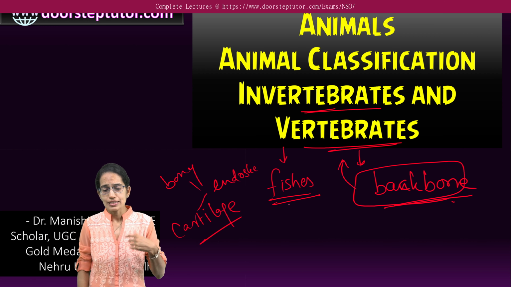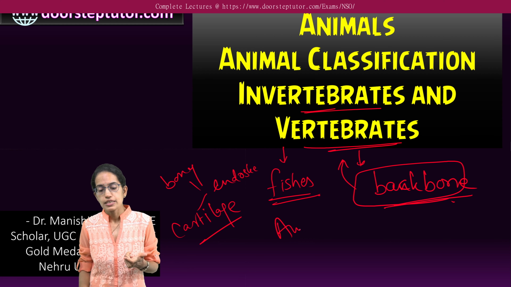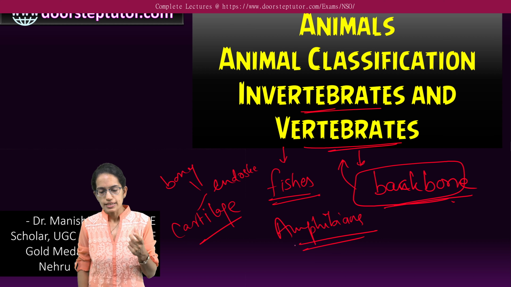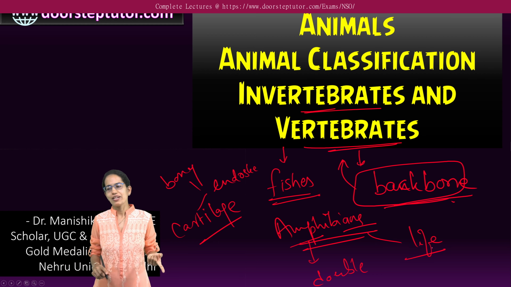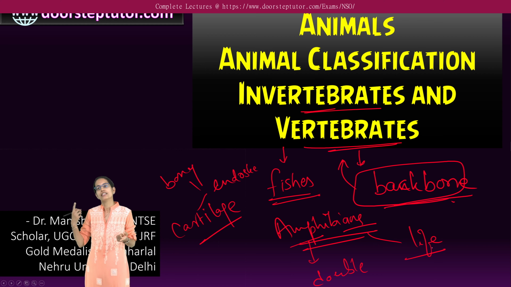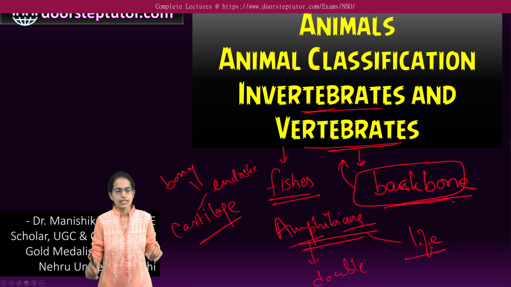The next important vertebrates are amphibians. Amphibians is a word which comes from Latin, amphi plus bians. Amphi means double and bians means life. That means they have a double life. How double life? They have a life on land as well as water. Frog is a perfect example for that.